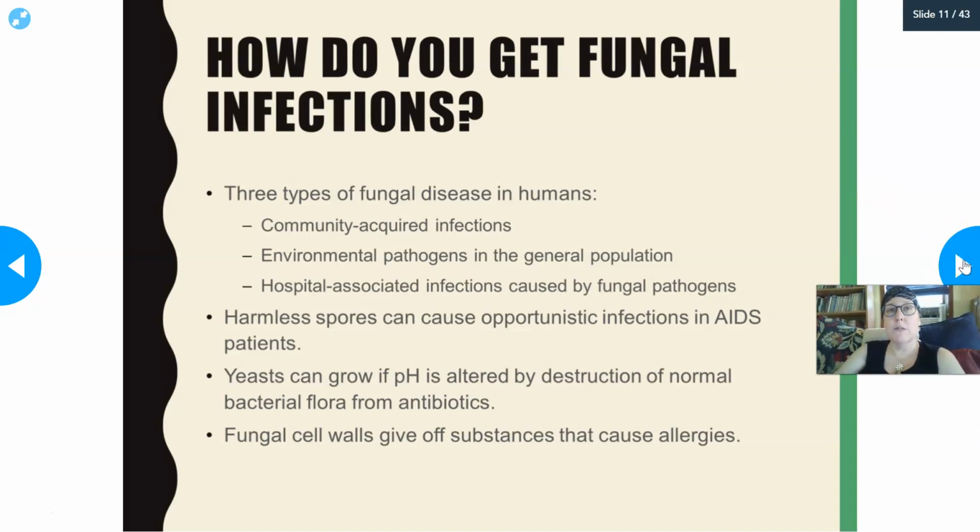So it's not unusual for maybe one or two people in a family to be affected and the others not to be, because genetically there's about a quarter of the population that is way more sensitive to these substances given off by mold, and they can make you really sick.